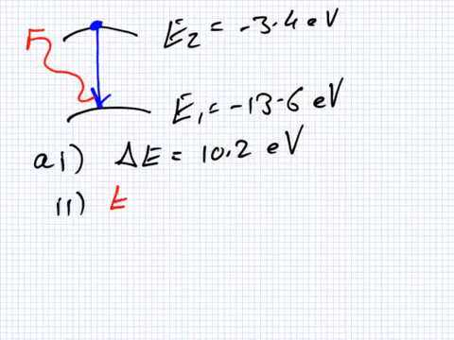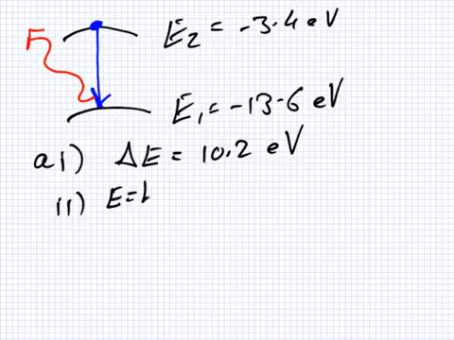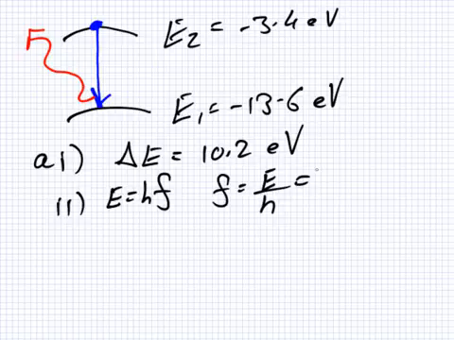So E equals hf, f equals E over h, and we know the E from the previous part, but we must convert it into joules, and Planck's constant is 6.63 times 10 to the minus 34. So the frequency here, when we put it in terahertz, is 2466 terahertz. 6 mega, 9 giga, 12 tera. 10 to the 12.